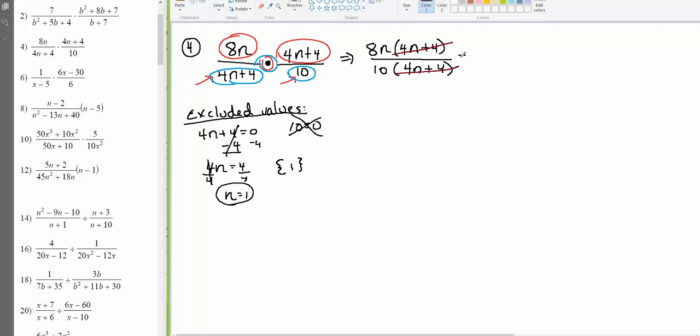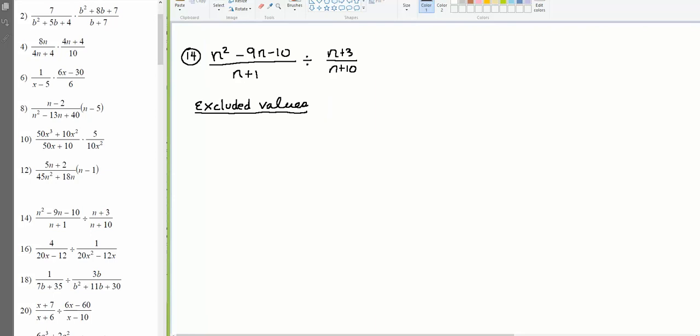And we really have 8n over 10. But the 8 over 10, they have common factors. I believe 2 is the common factor. 2 goes into 8 4 times, and 2 goes into 10 5 times. So the answer is 4n over 5. Another way of writing this is 4/5 n. Both of them are correct answers.